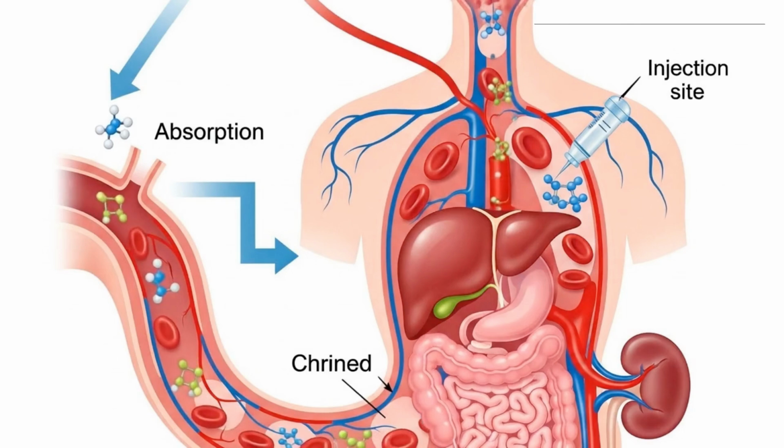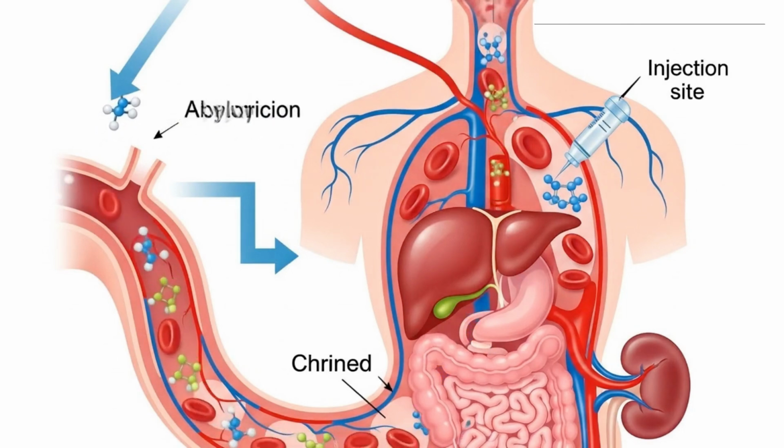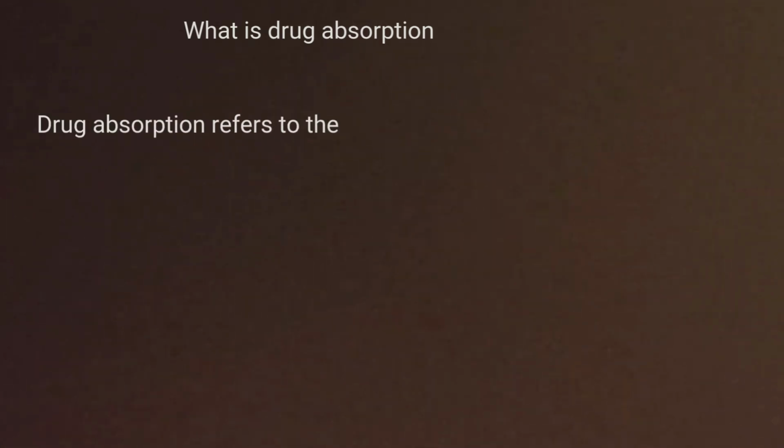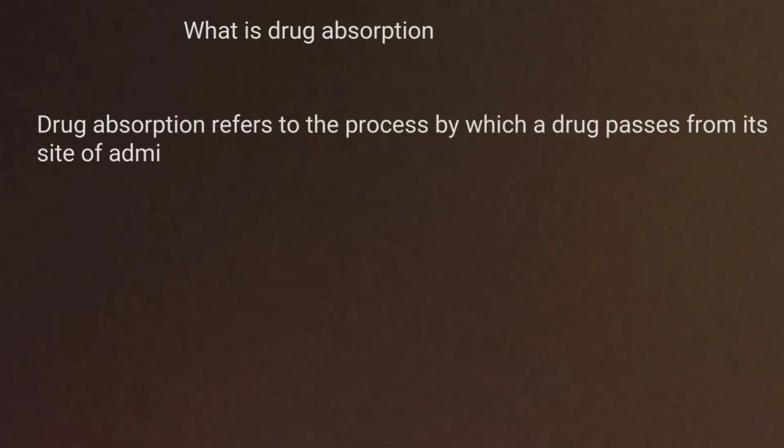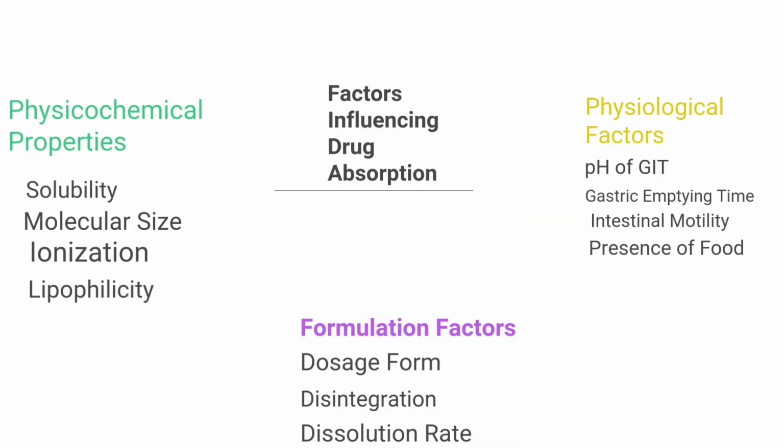After entry of the drug in the body, it will move from the site of administration to the bloodstream. Now, what is drug absorption? It refers to a process by which drug passes from its site of administration into the systemic circulation. There are various factors which are going to influence the drug absorption rate.